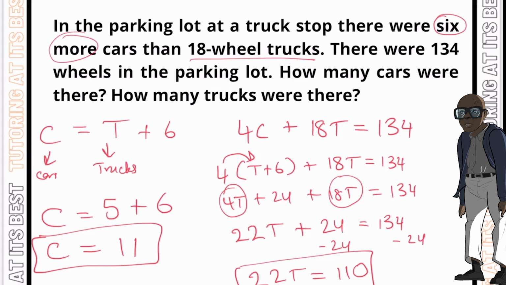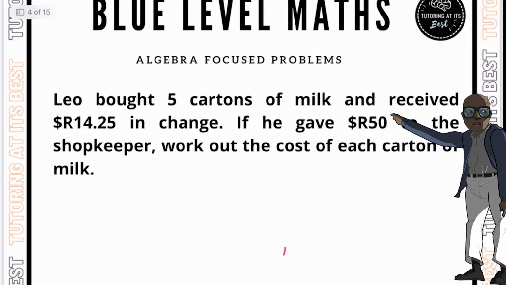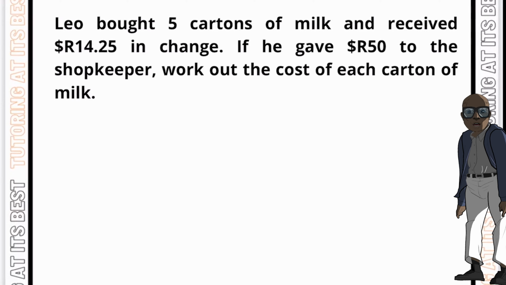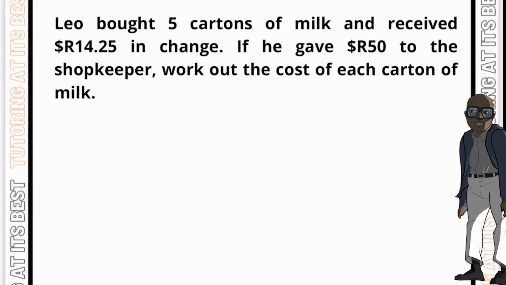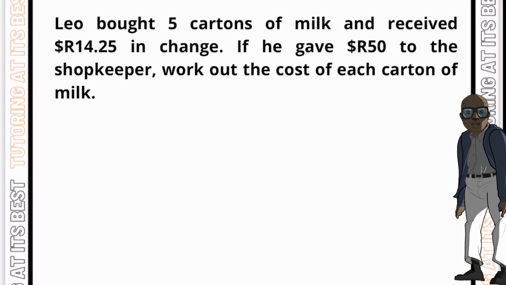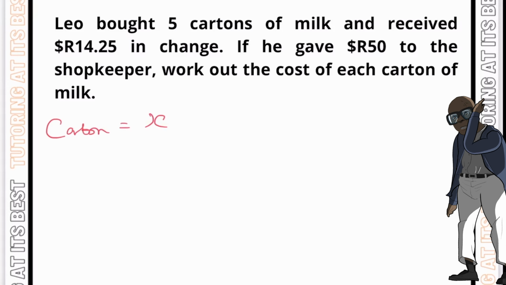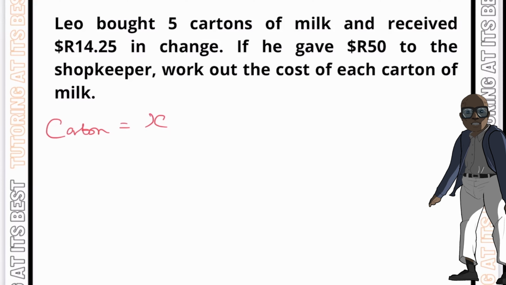Okay, let's move over to the next question here. So Leo bought 5 cartons of milk and received 14.25 Rand in change. If he gave 50 Rand to this shopkeeper, work out the cost of each carton of milk. So let's represent the cost of each carton of milk as X. So carton will be seen as X. Now, if Leo gave 50 Rand to the shopkeeper and received 14.25 in change, then how much must he have spent? Well, let's simply calculate this for you.